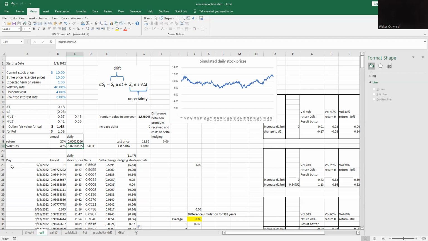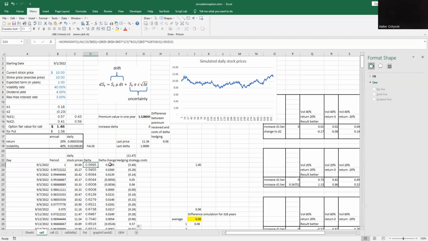Our model is in the area where row 22 is the description. In row 23, we start with the model where we have the date. In A23, the period. In B23, we take the stock price from the option price model. In this case, the number is $10. We calculate the delta according to ND1.